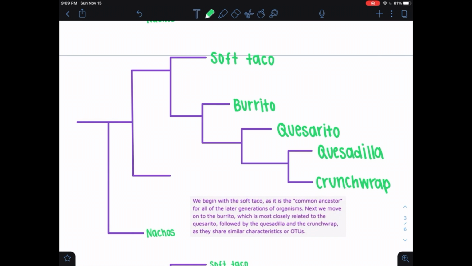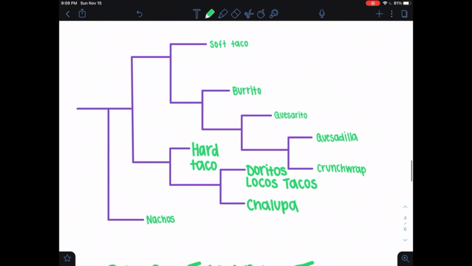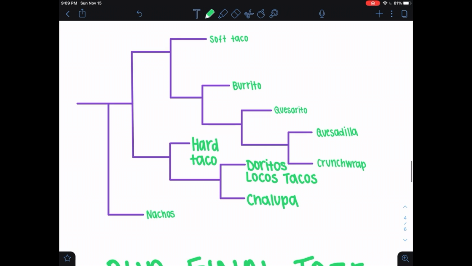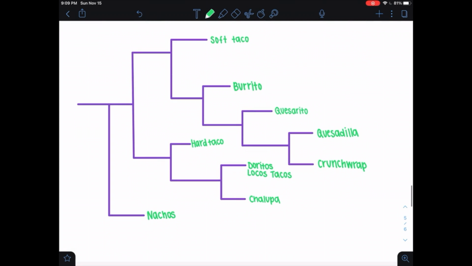Similar to what we discussed earlier for the soft/tortilla group, we're going to design the branch for the hard/shell group. We start with the hard taco, followed by the Doritos Locos Tacos, which is most similar to the hard taco, and then we end with the chalupa, which is similar to the hard taco but has some differences that lead to it having a further branch. Here is our final phylogenetic tree for Taco Bell menu items, and here are my references.